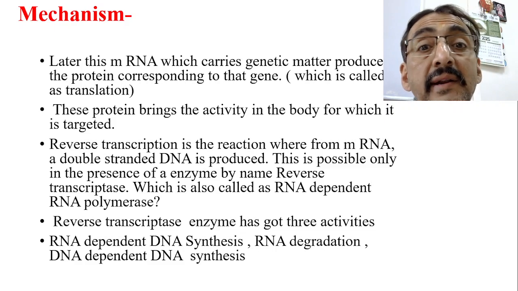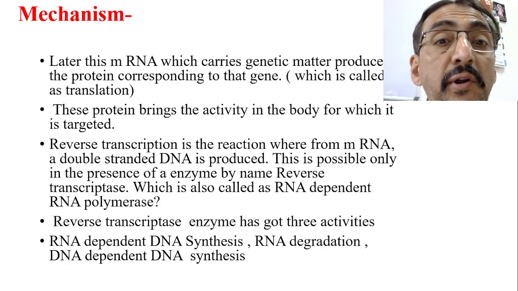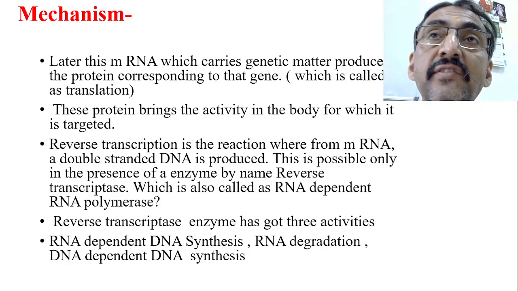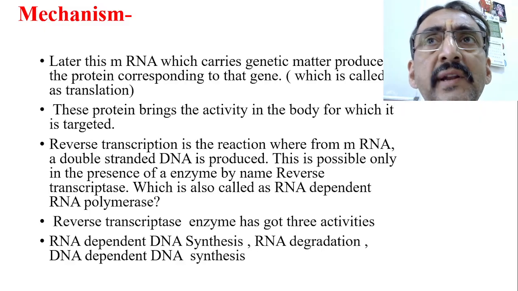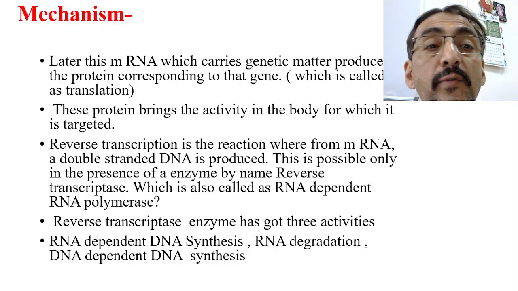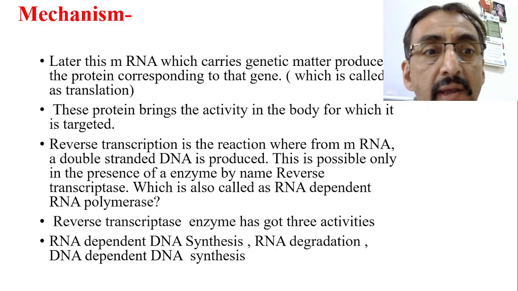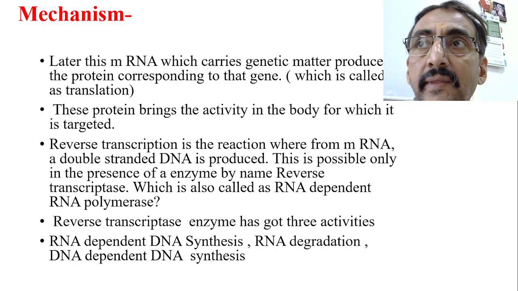Later, this mRNA, which carries genetic matter, produces the protein corresponding to that particular gene, which is called translation. We know that. So the protein is produced in the ribosomes. These proteins bring about the activity of the body for which they are targeted. This is happening in a normal cell.